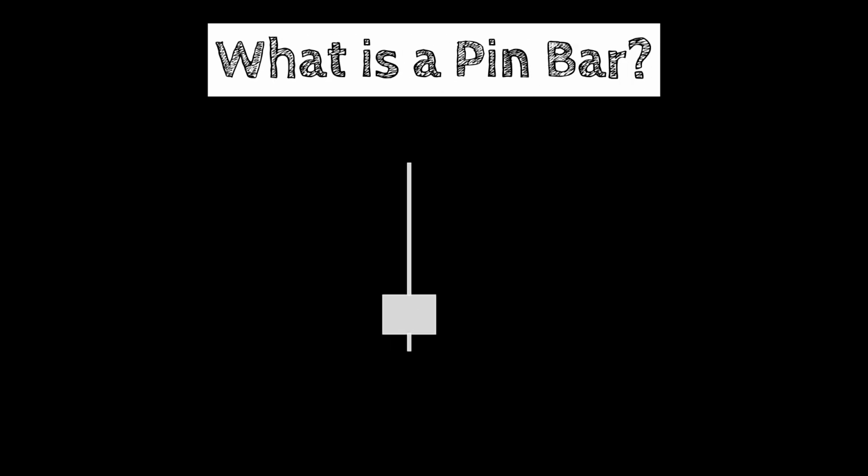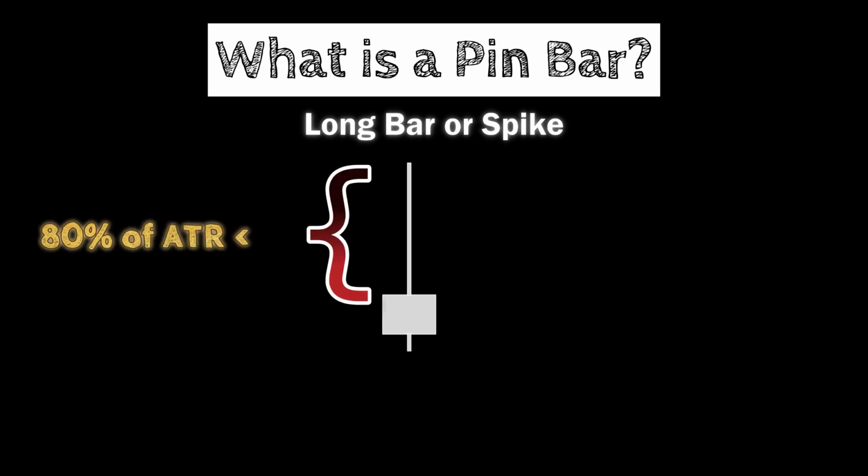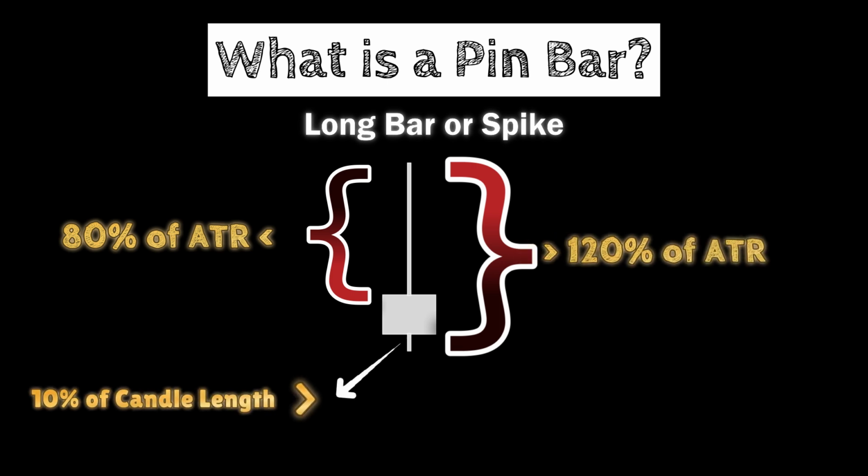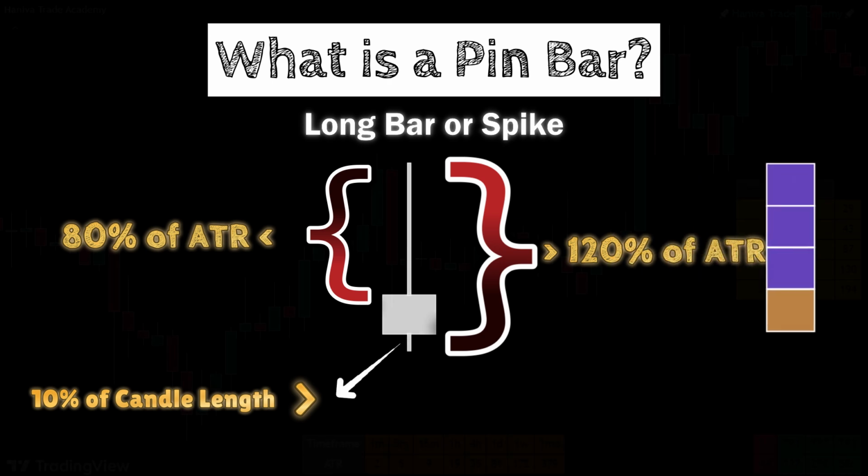What is a pin bar? A pin bar is a long bar or spike candle whose shadow is at least 80% of the ATR. This means that the length of the candle must be more than 120% of the ATR. It must also have a noise shadow, and the length of it should be less than 10% of the candle length. If this candle does not have a noise shadow, we never use it for trading. Pin bars must close in the last quarter of their own length. In fact, the length of their body should be about 1/4 of the total length of the candle.